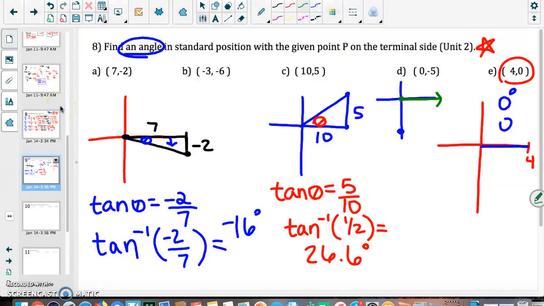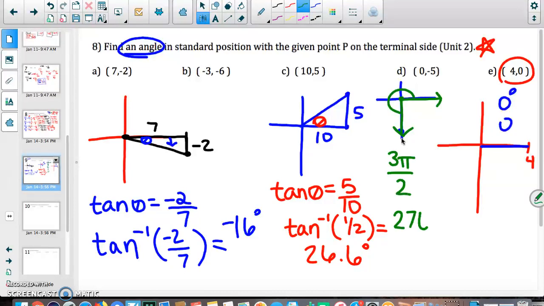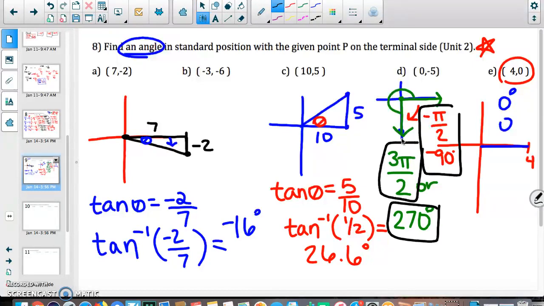All right, so then, sorry about that, I had a little visitor. But 0, negative 5 would be down here. So what angle would that be? Well, in standard position, that's going to be 3 pi over 2 or 270 degrees, right? So I'll give both answers here. So 3 pi over 2 or 270. I guess you also could write this, if I went the other way around, as negative pi over 2 or negative 90 degrees. So those are 4 options for part D here. This is all for part D.